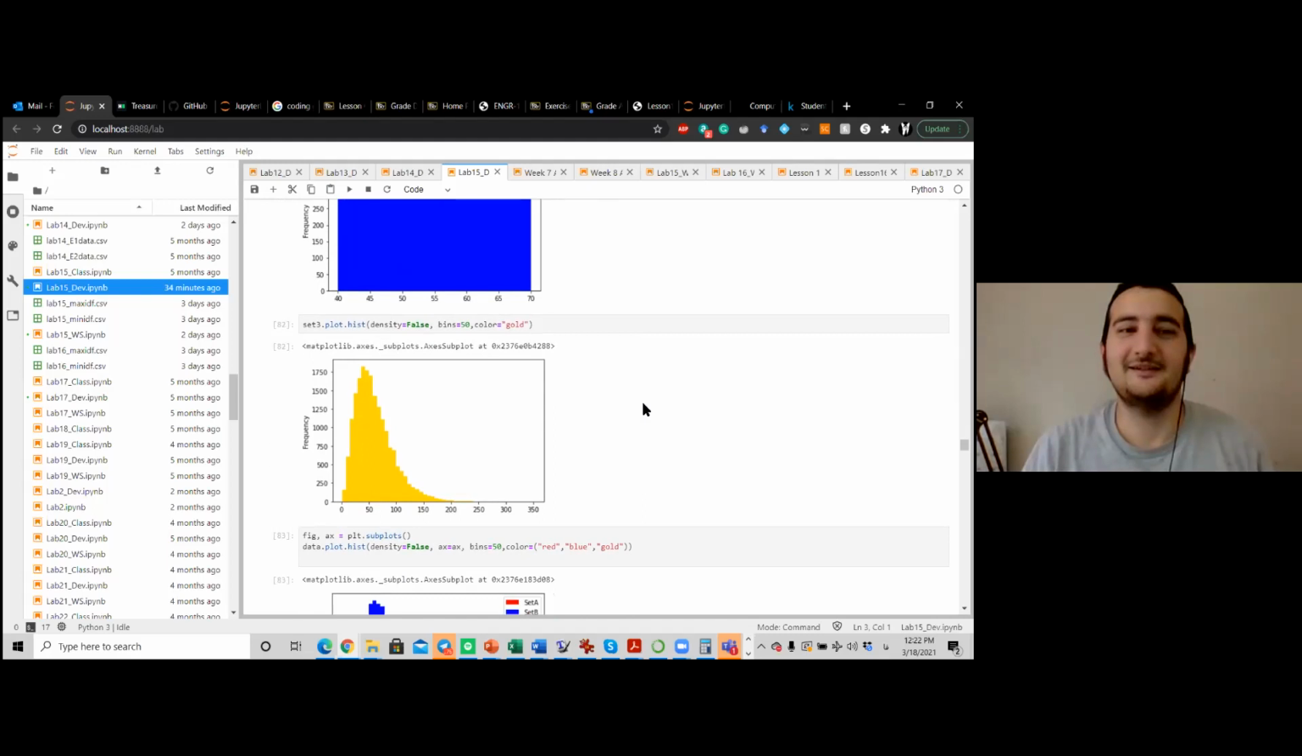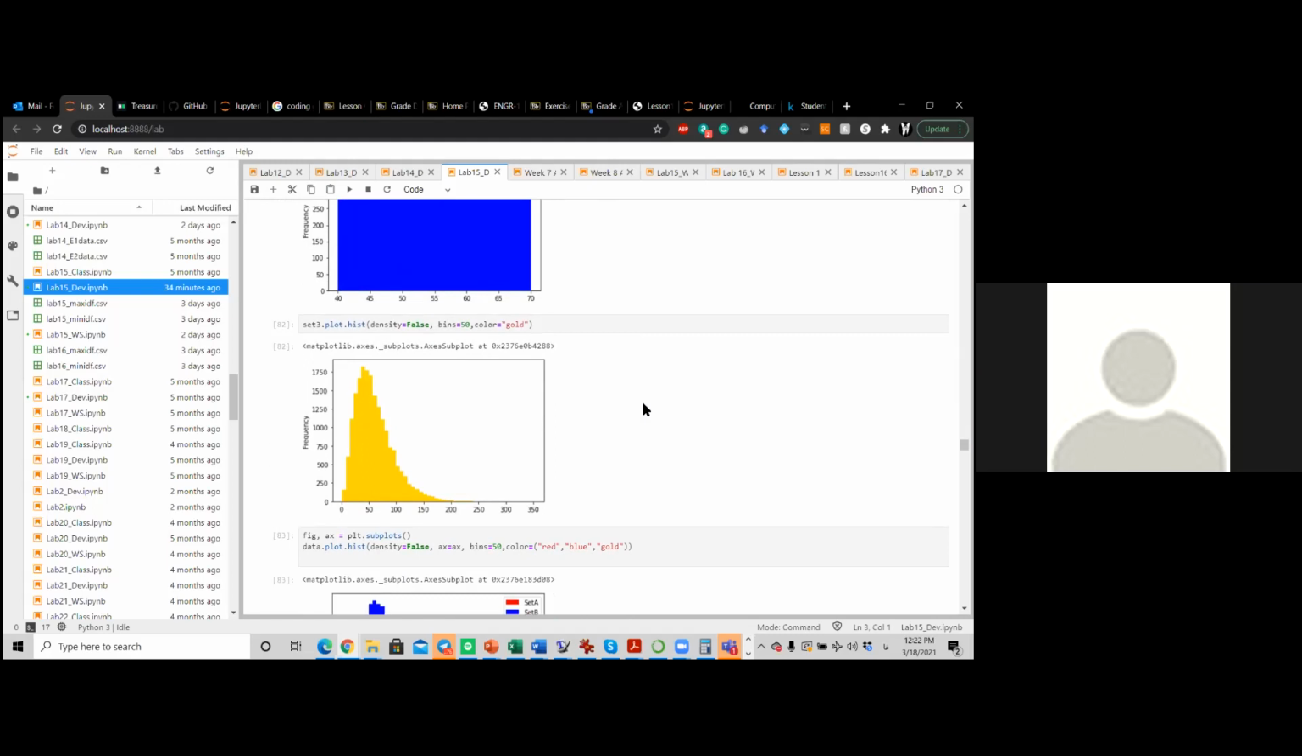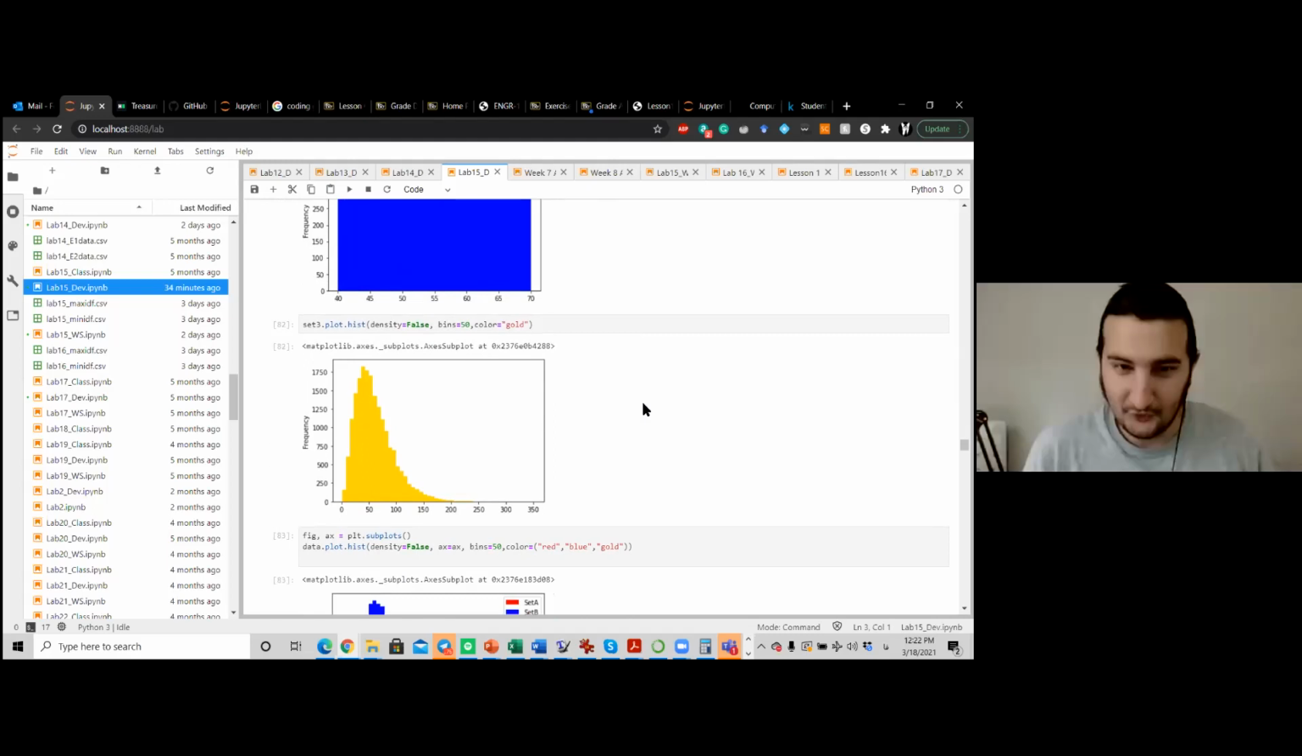Ta-da. What do you think about this one? Looks normal, but it's way skewed. Looks normal, but skewed. Which means... Gamma. Yeah. What you described is basically a gamma distribution.